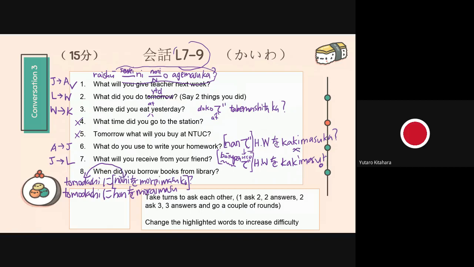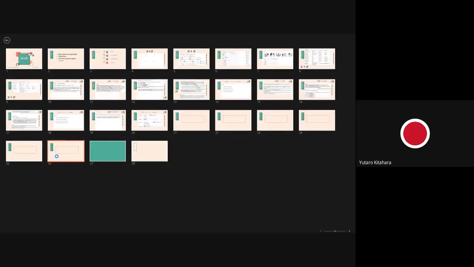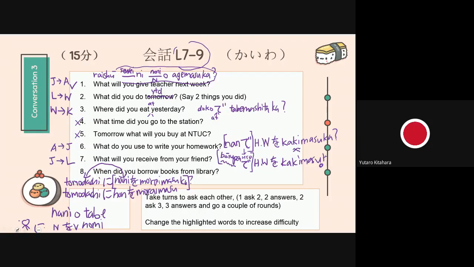Okay, why is nani with o? It's always like that. Because nani o tabemasu ka, nani o nomimasu ka. Noun and verb together. The friend and the people come at the front. Okay, the people come at the front first. Hope it's okay.